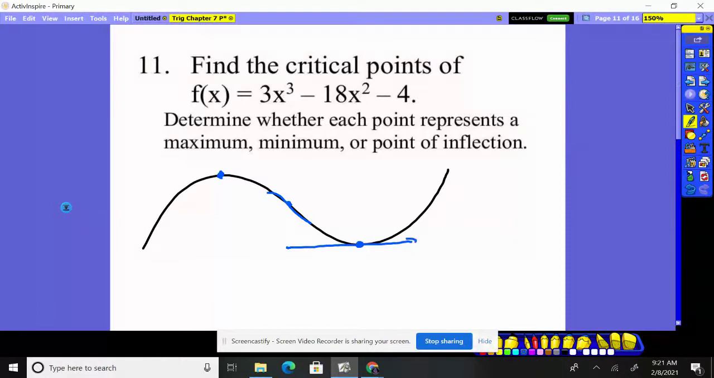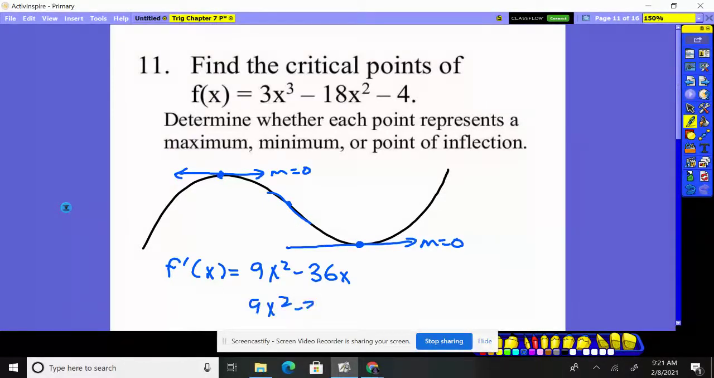What we know is true, the tangent line will have a slope of 0 there and a slope of 0 there. So that's great. All we need to do now, what tells us the slope at any point on that black line? The derivative. So if we take the derivative of the equation, that's 9x squared minus 36x. Nice and simple. That equation tells you the slope anywhere on the black line. Well, we want to know, when does that 9x squared minus 36x give us a slope answer of 0? So that's what we're going to do. We're going to find when that happens.